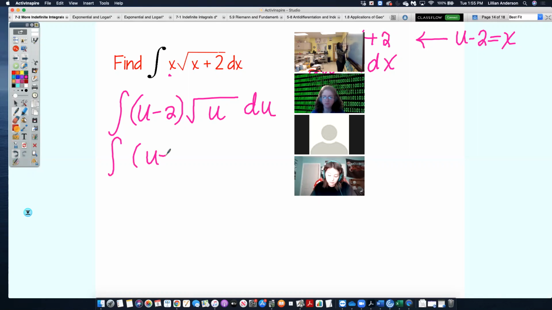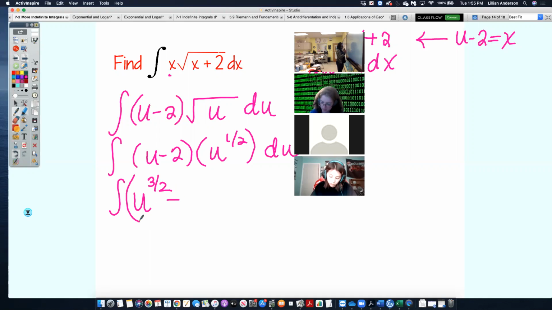So now I'm able to find the antiderivative of this function. I am going to rewrite the square root of u as u to the 1/2. Then I'll probably do what before I actually take the antiderivative? Distribute. So that's going to be u to the 3/2, and then minus 2u to the 1/2.